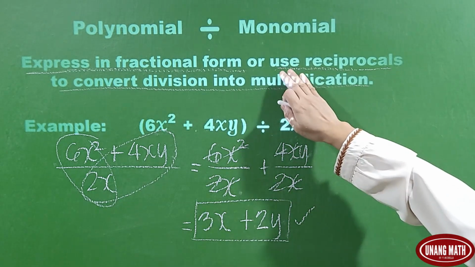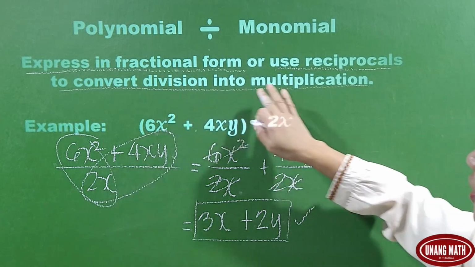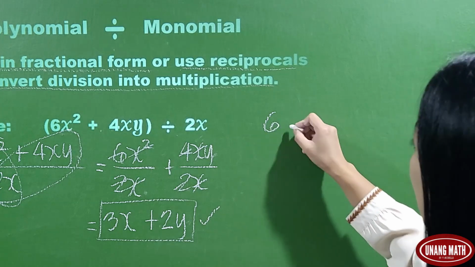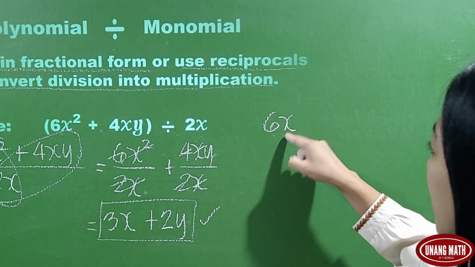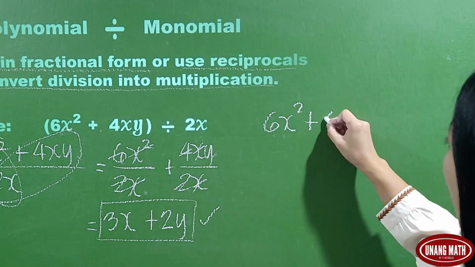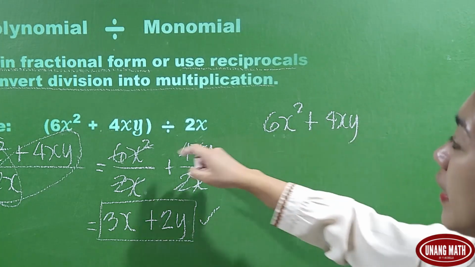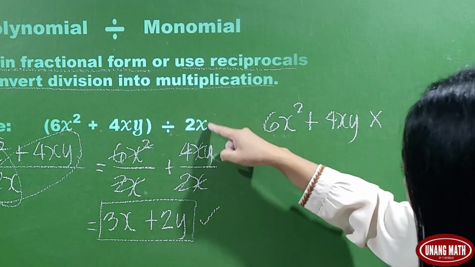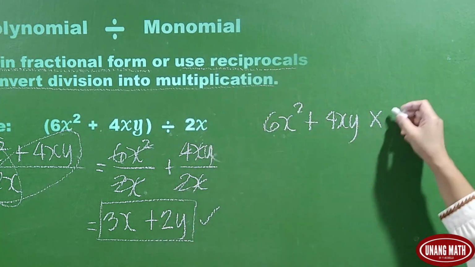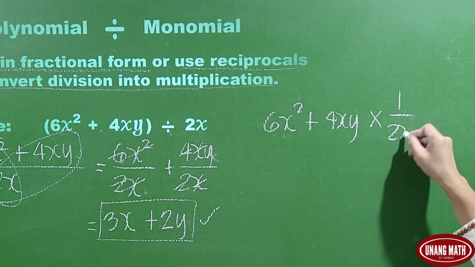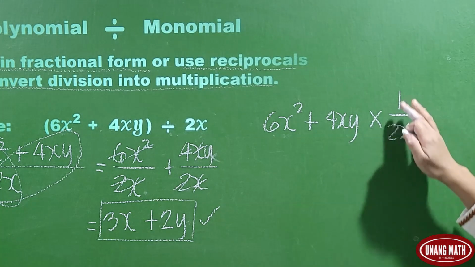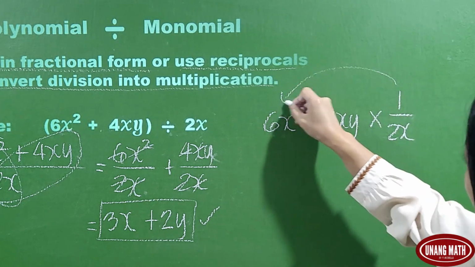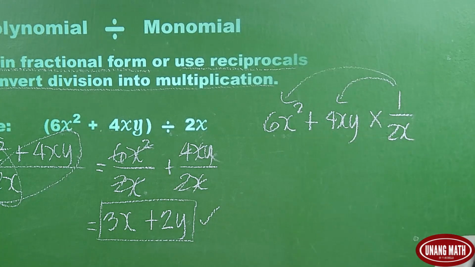Okay, this time, let's also use reciprocals to convert division into multiplication. So what we need to do is copy the polynomial 6x squared plus 4xy. This division now turns to multiplication, and then we will get the reciprocal of 2x, which is equal to 1 over 2x. This means that 1 over 2x should be multiplied to each term of this polynomial.